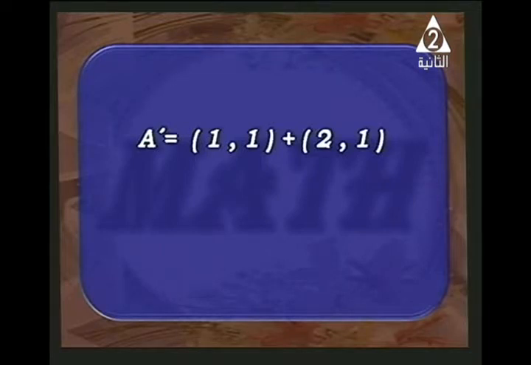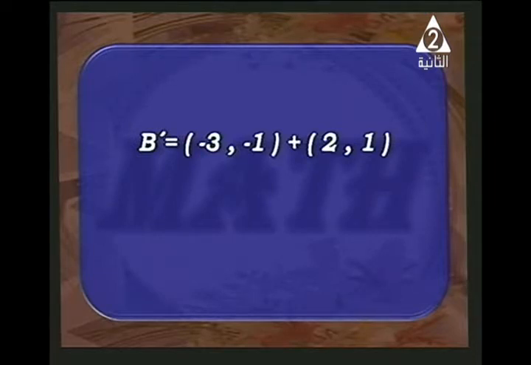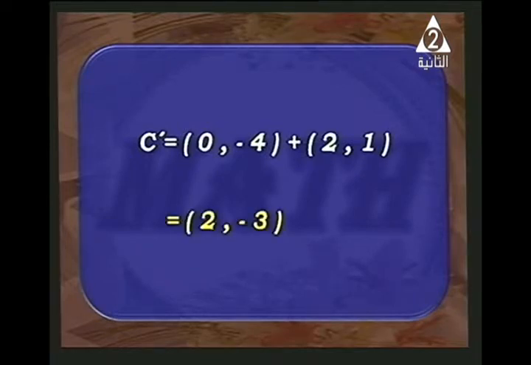So A dash will be (1, 1) plus the translation (2, 1), obtain a result as (3, 2). Then B dash equals (-3, -1) plus (2, 1) to obtain a result as (-1, 0). And what about C dash, the image of C? Yes, C dash equals (0, -4) plus (2, 1) to obtain a result as (2, -3).